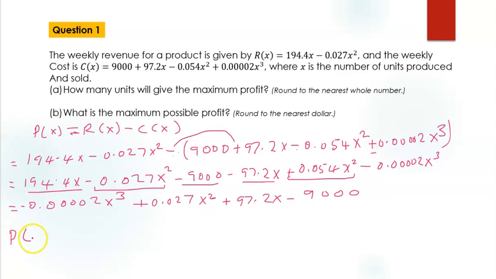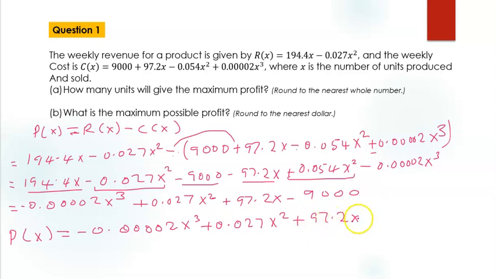So our profit function is P of x equals negative 0.00002x cubed plus 0.027x squared plus 97.2x minus 9,000. This is what we are going to use to find the maximum profit, so we have to graph this. We are going to do it two ways: using the Desmos graphing calculator and also using the TI-84. Let's start with the Desmos graphing calculator and see what it gives us.